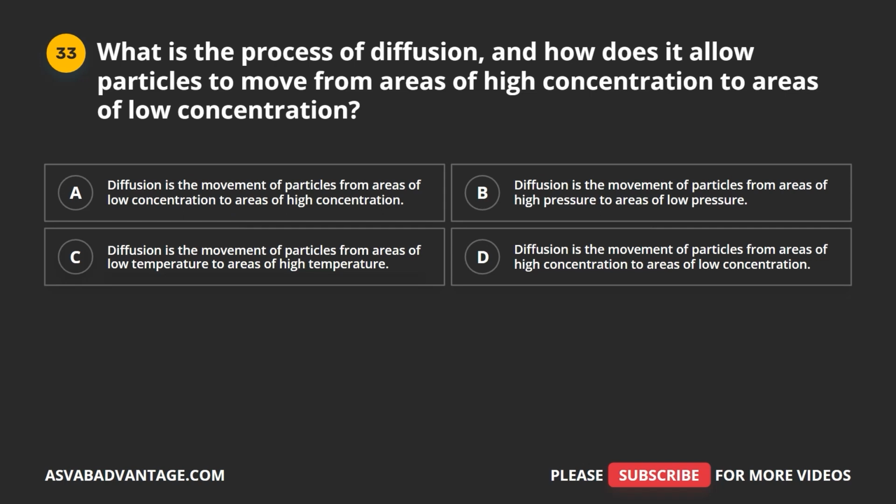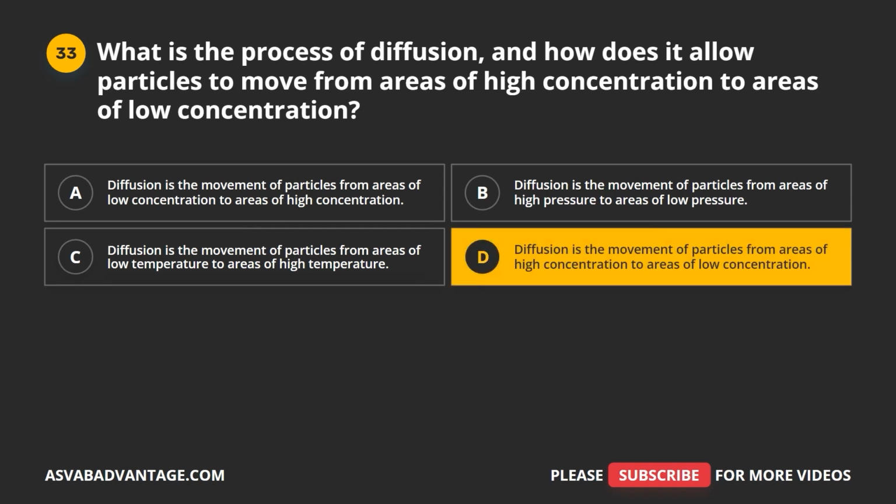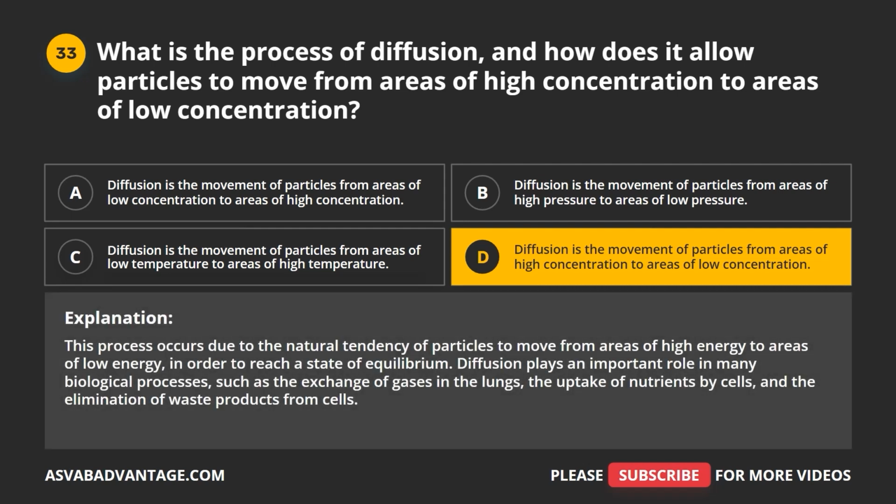The correct answer is D. Diffusion is the movement of particles from areas of high concentration to areas of low concentration. This process occurs due to the natural tendency of particles to move from areas of high energy to areas of low energy in order to reach a state of equilibrium. Diffusion plays an important role in many biological processes, such as the exchange of gases in the lungs, the uptake of nutrients by cells, and the elimination of waste products from cells.